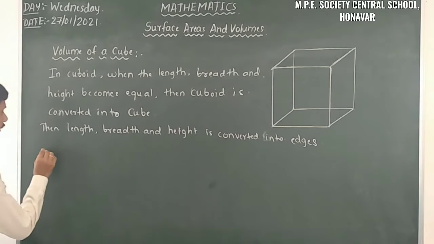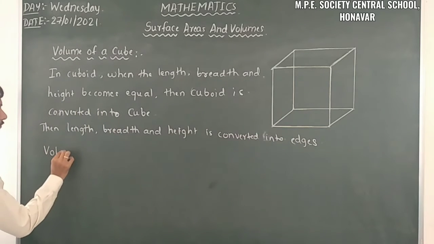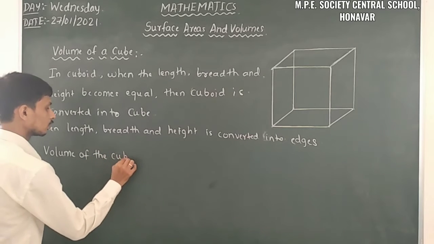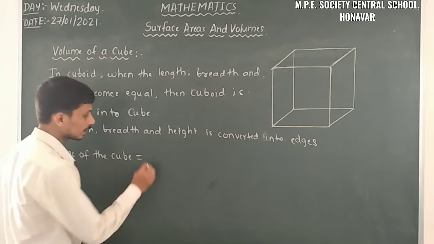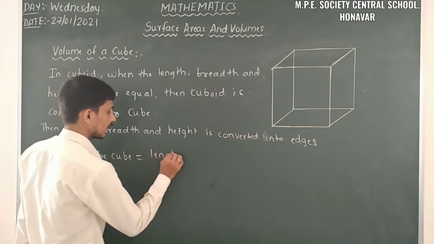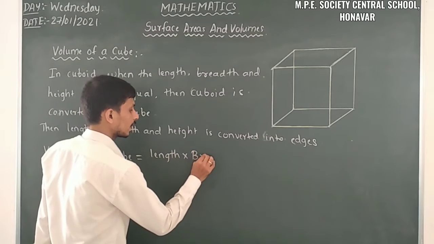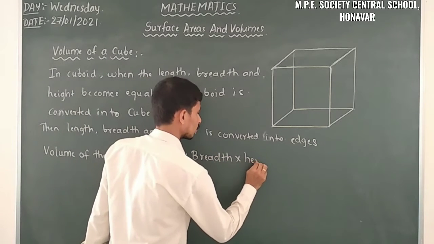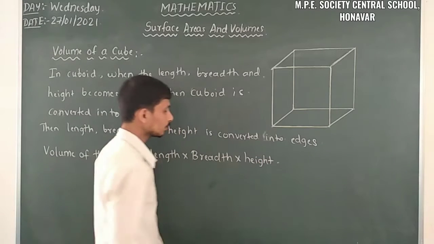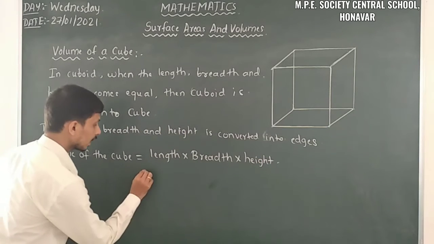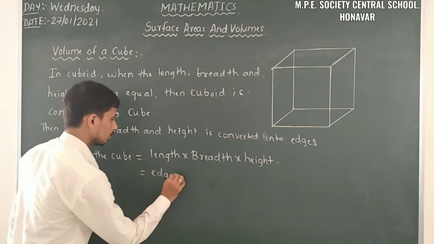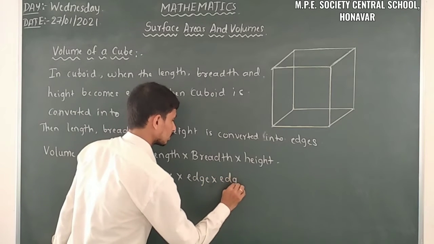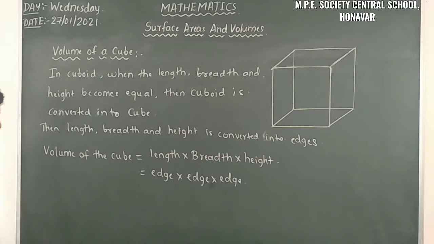So let's take the volume of the cube. Volume of the cube is equal to, first I will take length into breadth into height. Each one you can take as an edge. That is, edge into edge into edge. So let's take edge is equal to A.